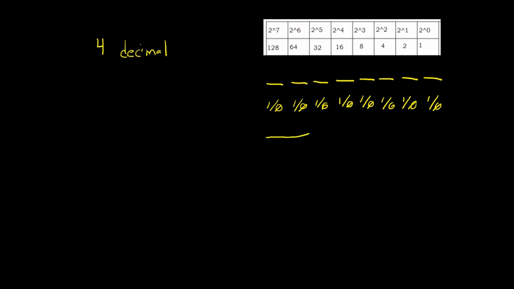All right, so we're going to go from left to right, just like you're used to reading. So left to right. And we're going to say, can 128 go into 4? Can this number right here go into this number? And the answer is no. So this is going to be a 0. We made that decision for our binary conversion.